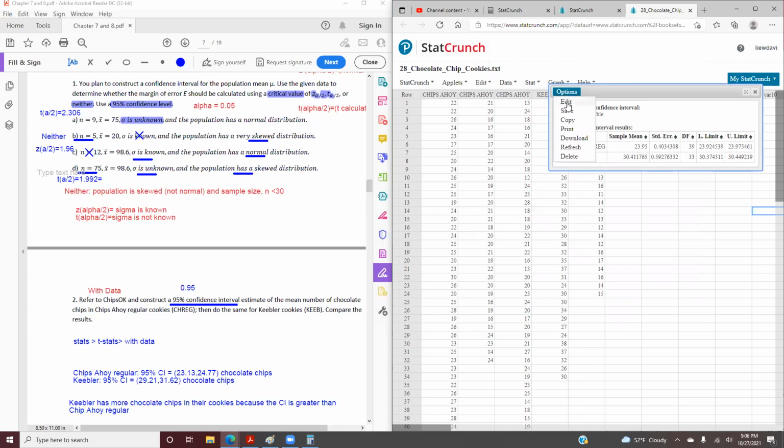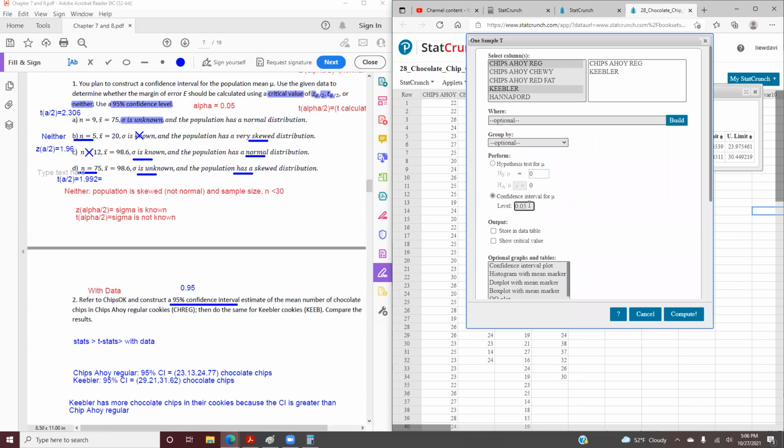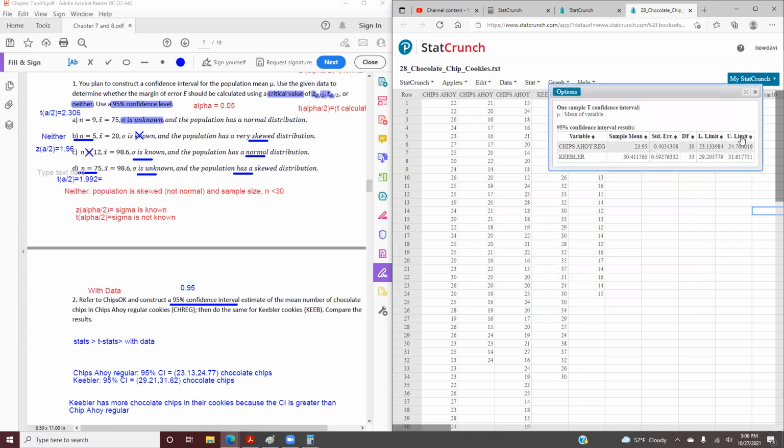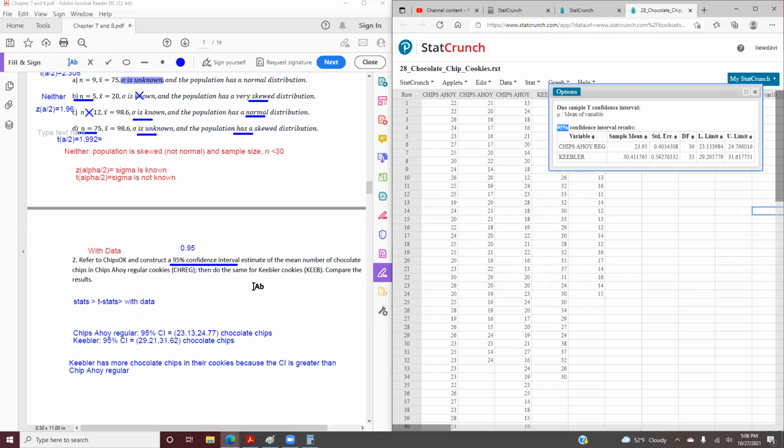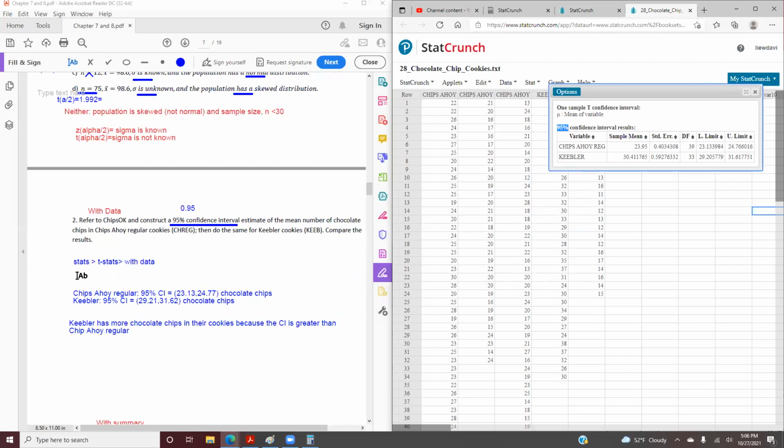So I just want to point out to you guys that when you get an answer, do not simply copy. Oh, David says this too. Just read through it. Make sure this is 95, so that you match this. A lot of students just blindly put your answer here. Okay. So in this case, we can make a conclusion that Keebler is better than Chips Ahoy if you're talking about chocolate chips.